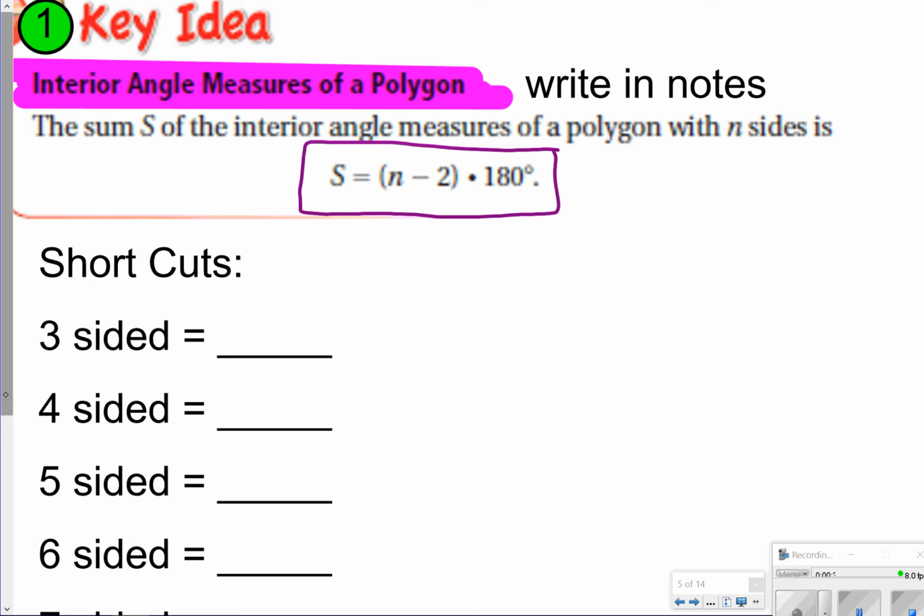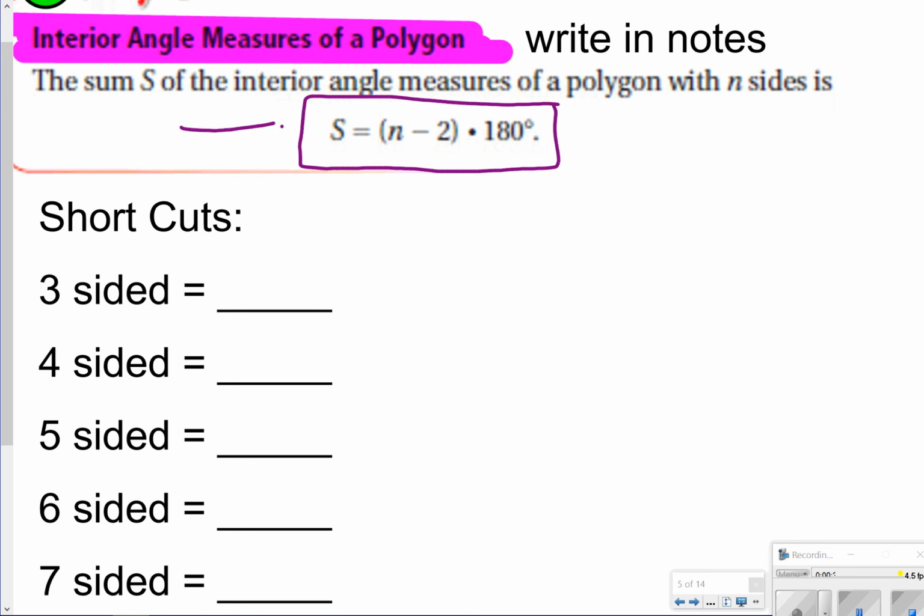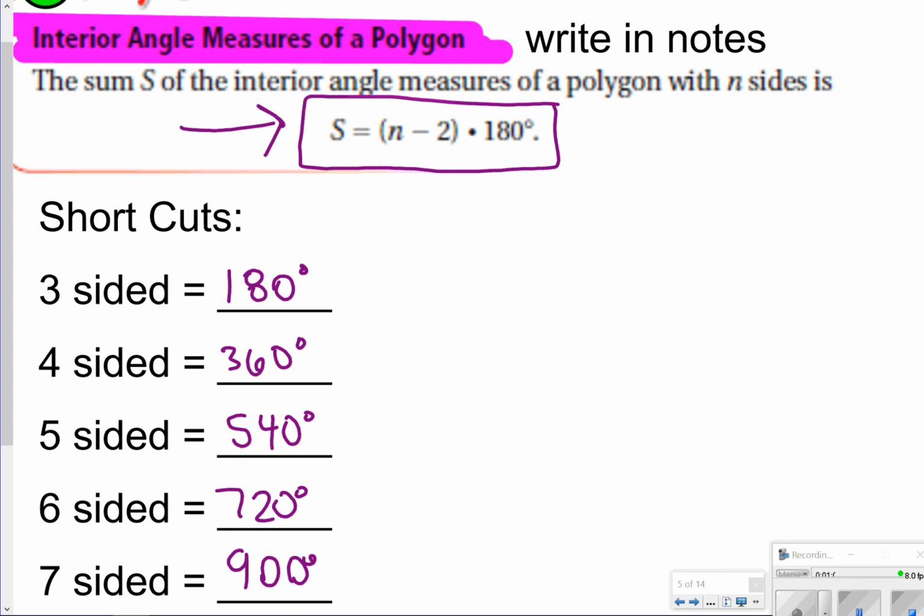Another shortcut that I'm going to get you to write down are these. Make sure you have this formula written down first, and then we're going to start filling out the sided, the 3-sided all the way to 10-sided. A 3-sided figure is 180. 4-sided is 360 degrees. 5-sided is 540 degrees. 6-sided is 720 degrees. 7-sided is 900 degrees.